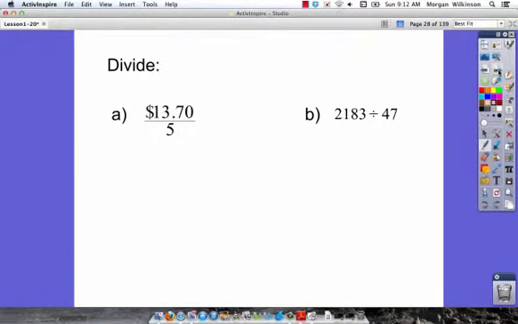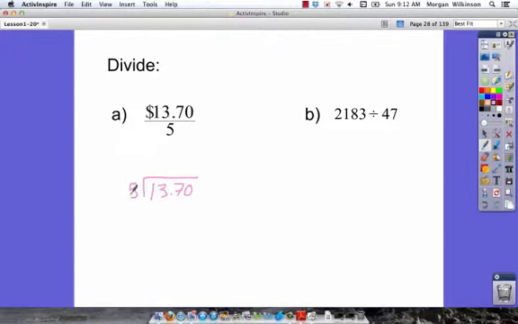Now, we looked at inverse operations in the last lesson, and we know the inverse of addition is subtraction, so the inverse of multiplication must be division. And the first problem that we have to divide is $13.70 divided by 5. And this looks like a fraction, and a fraction is just another way to express a division problem. So we're going to write this out, 1370 divided by 5.